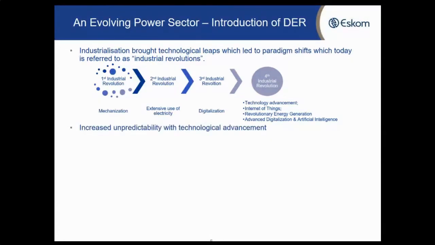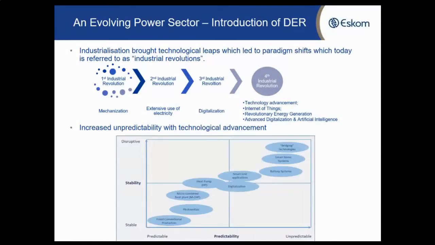If we look at some of the technological advancement, we can see that there's a lot of unpredictability, and some of the areas which we currently feel are unstable and unpredictable are actually some of the more stable and more predictable areas. If we head into the future with new smart home systems, battery systems, bridging technologies, all of the different smart grid applications into the future, it gets even more disruptive and more unpredictable.